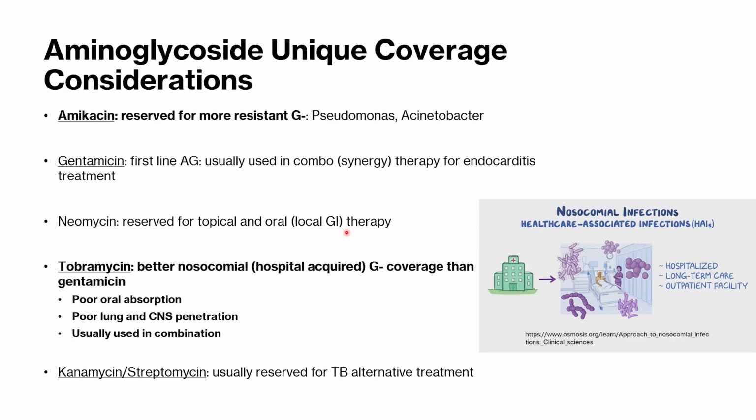So, what are some unique coverage considerations for aminoglycosides? Well, amikacin is typically reserved for more resistant gram-negatives, such as Pseudomonas or Acinetobacter. Gentamicin is normally the first line. It's the first gun that you pull out when you want to use an aminoglycoside. It's used in combo for synergy, for therapy for endocarditis, for example. And then neomycin is typically reserved for topical or oral local GI therapy. You guys know neomycin and Neosporin. It's one of the agents in Neosporin. People use it all the time.